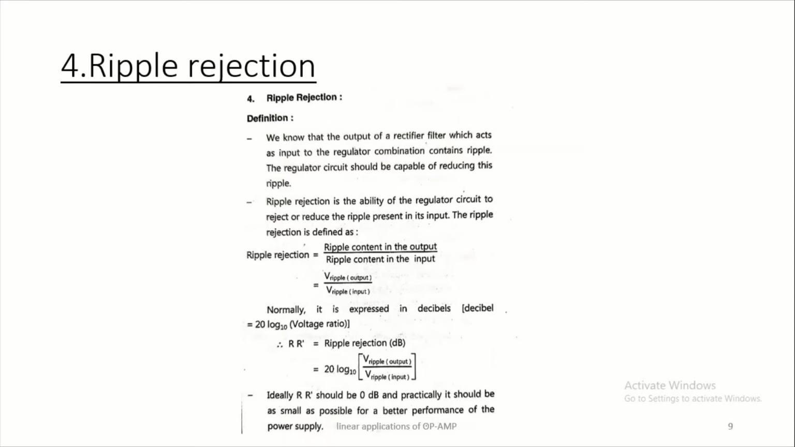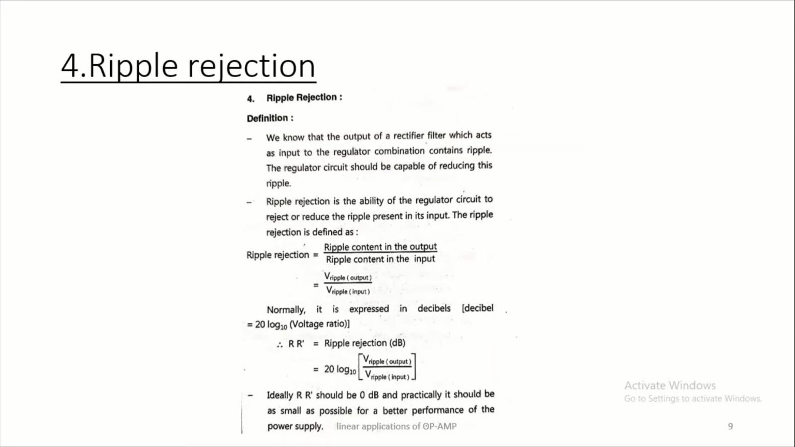Now, last is ripple rejection. We know that the output of the rectifier filter, which acts as the input to the regulator, contains a ripple. The regulator circuit should be capable of reducing this ripple. The ripple rejection is the ability of the regulator circuit to reduce the ripple present in its input. Ripple rejection is defined as the ratio of ripple content in the output to the ripple content in the input, so V ripple output upon V ripple input.